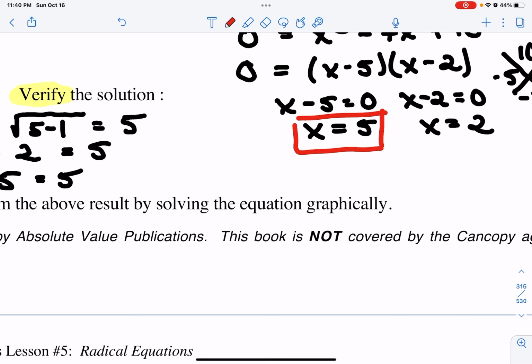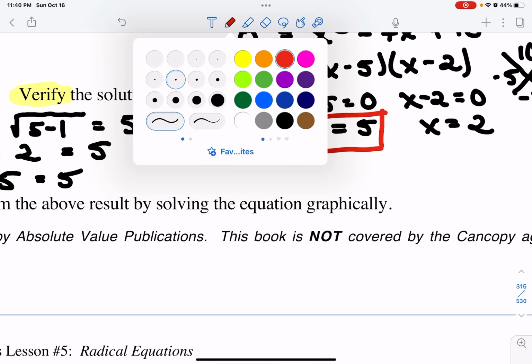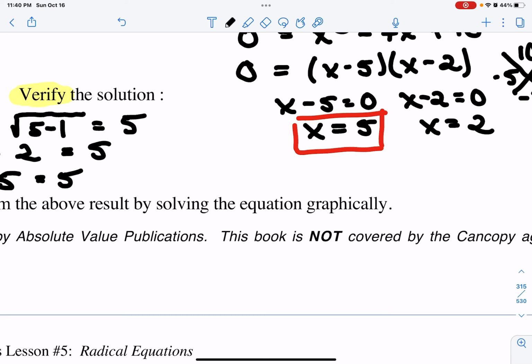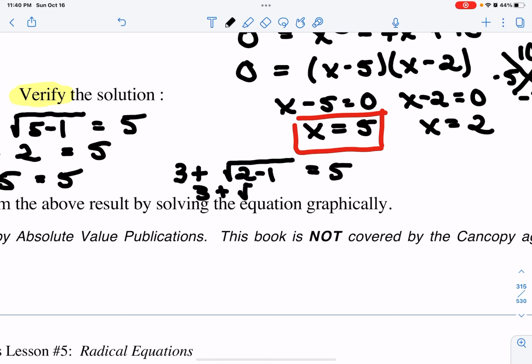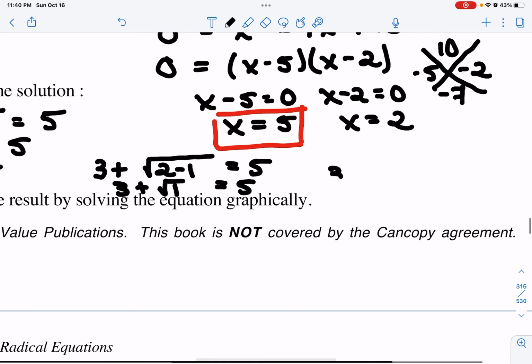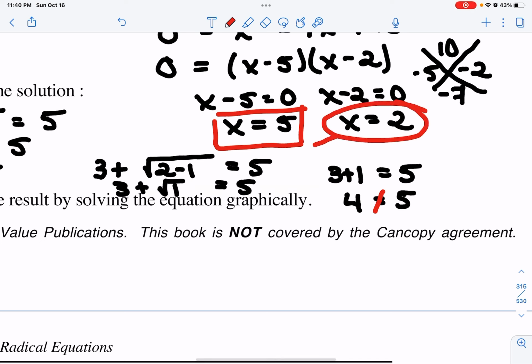We've verified it. Now we have to do the same thing with the x equals 2. I go 3 plus the square root of 2 minus 1 is equal to 2. 3 plus the square root of 1 is equal to 2. Therefore, this is 3 plus 1 is equal to 2. That's like saying 4 is equal to 2. Is that true? Definitely not. So what we've found is that one of these numbers does not work. We verified that one works and one doesn't.